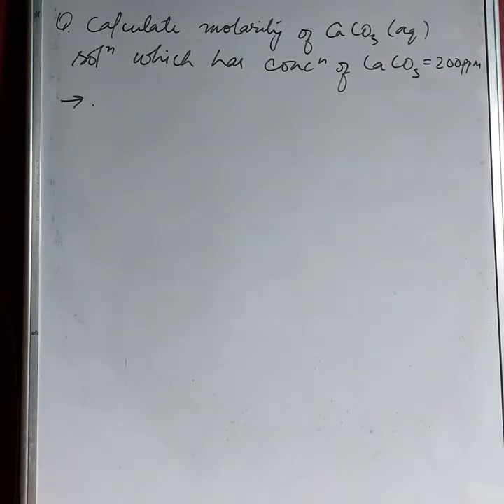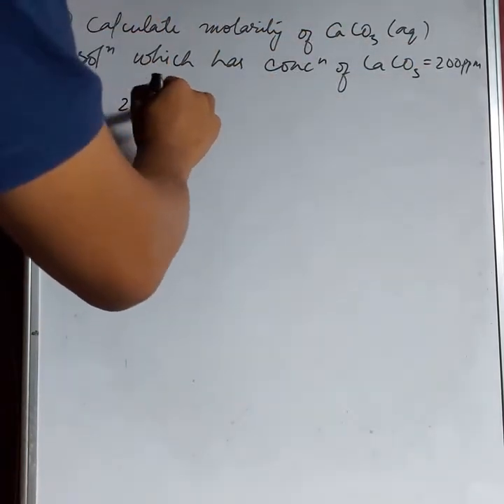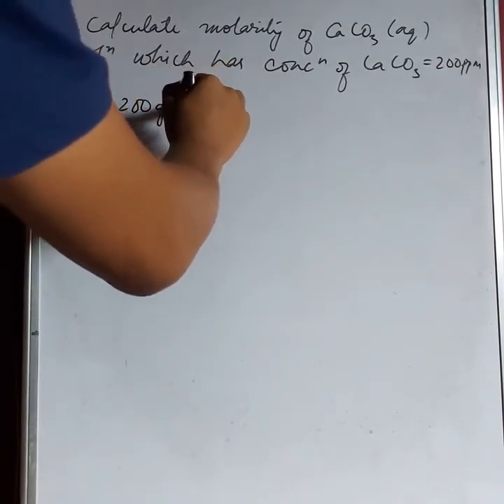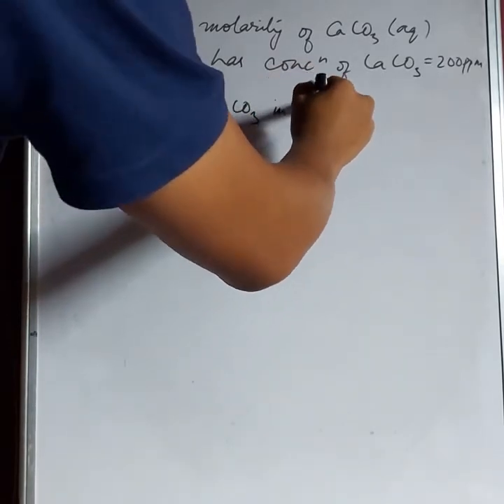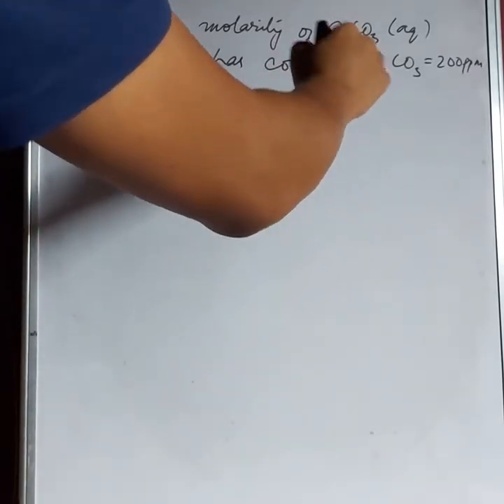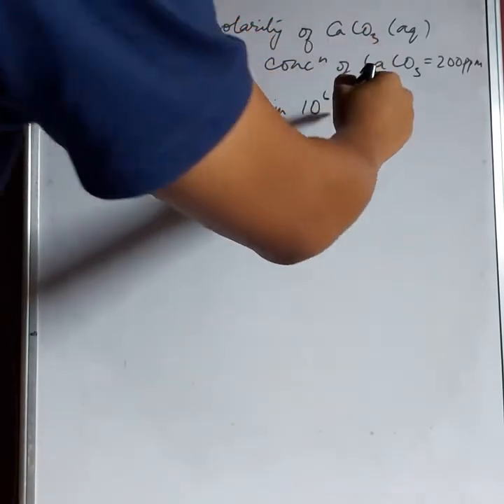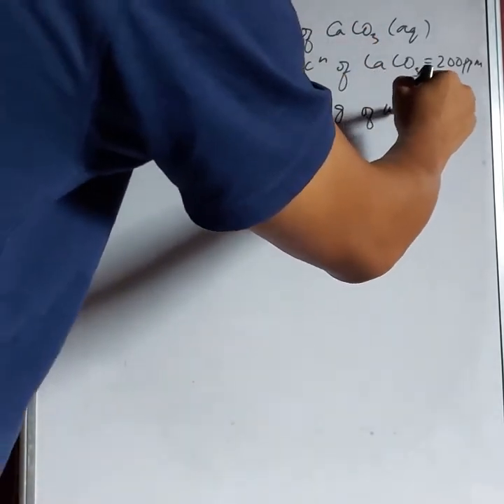Okay, another question: find the molarity of an aqueous calcium carbonate solution which has a concentration of 200 parts per million. So what is parts per million? 200 parts per million simply means 200 grams of calcium carbonate in 10 raised to the power 6, or a million, grams of water.